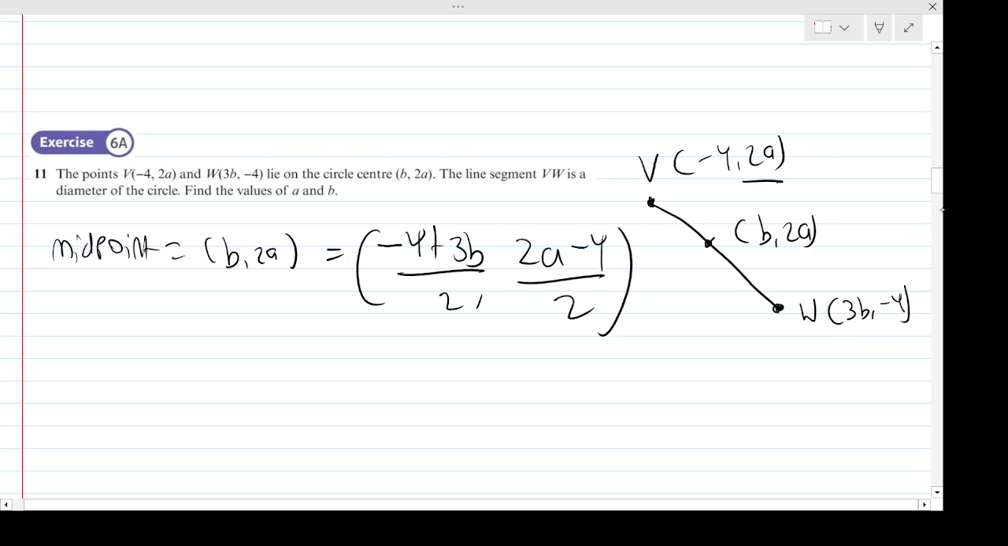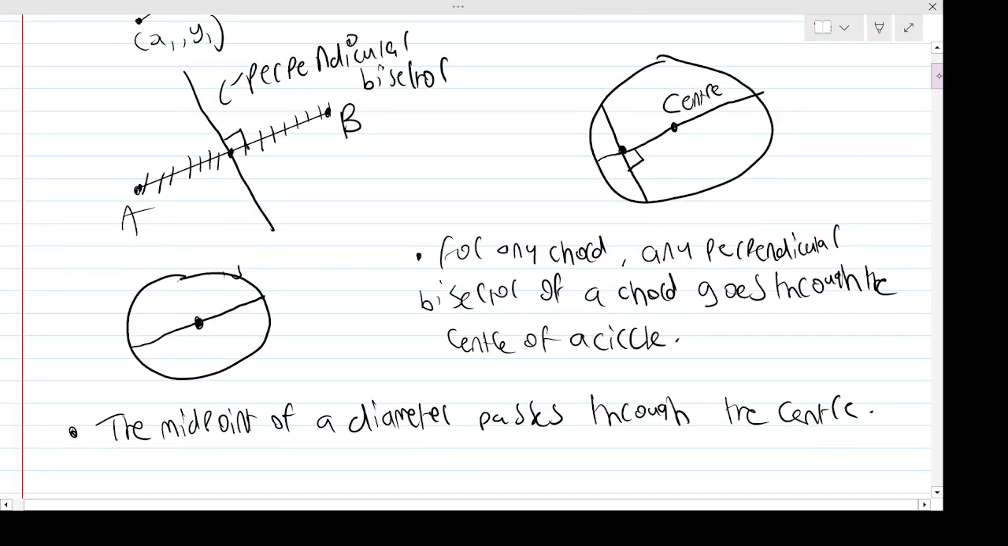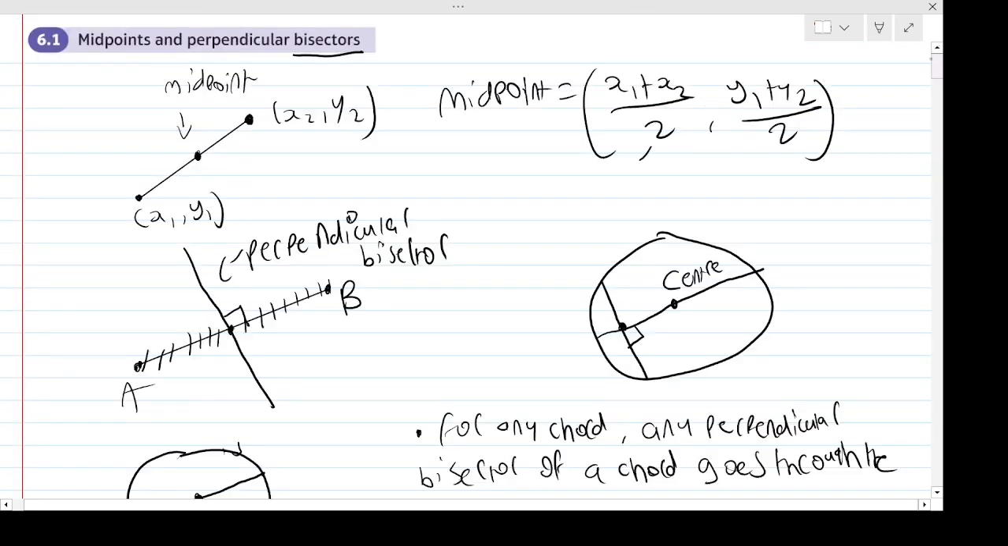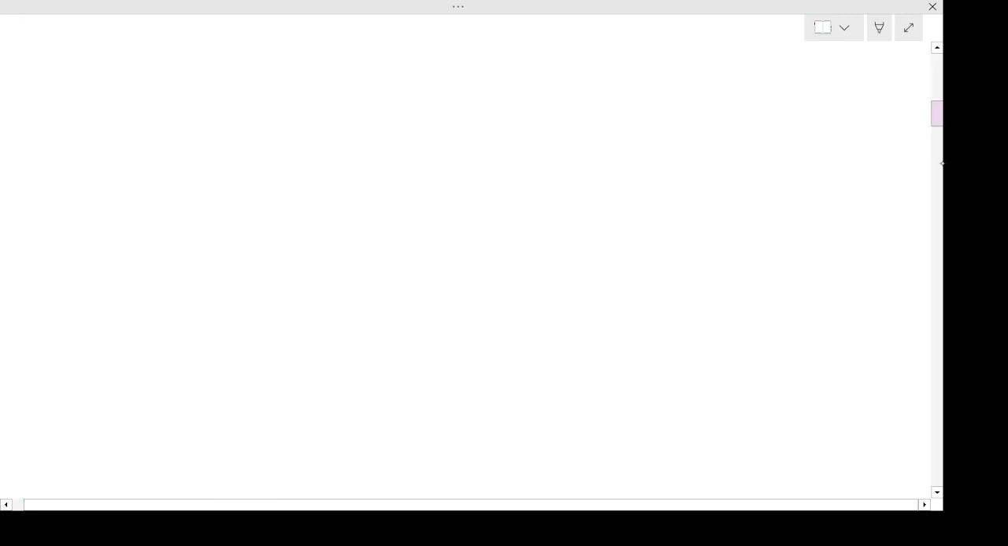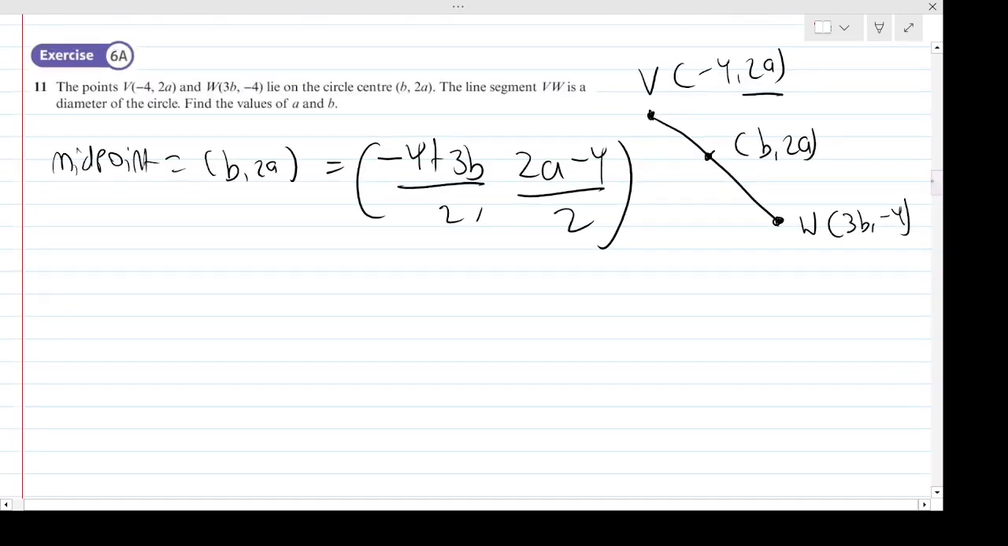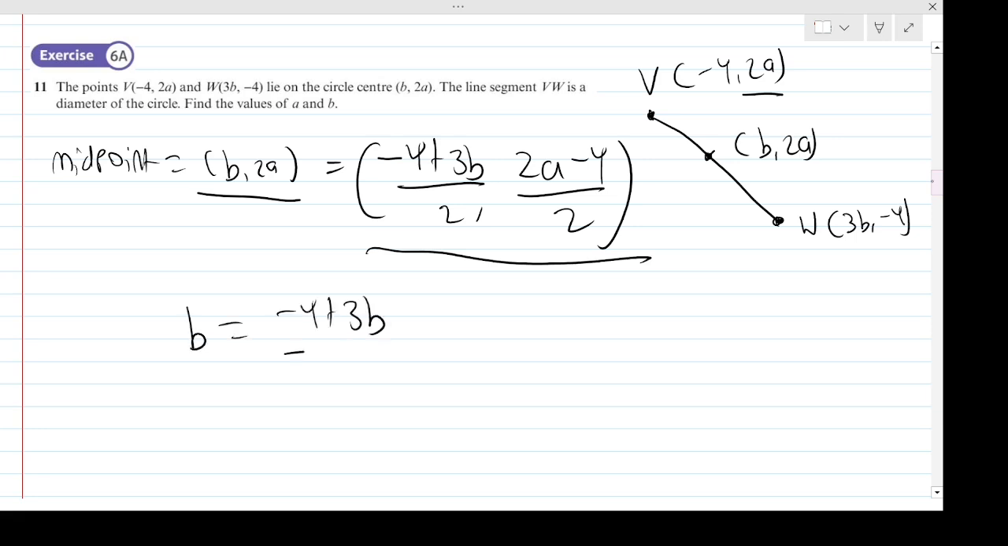The formula we stated up here, the general formula for midpoint. Okay, cool. So again, we're going to do the same thing now. These two have to be exactly the same. They're the same points. So therefore, we can equate the x part together. So that means B is equal to (-4 + 3B) over 2. Okay, well then we can solve that for B.